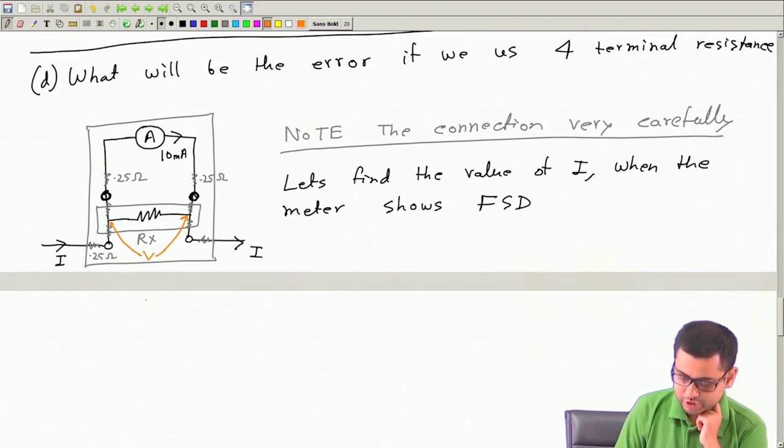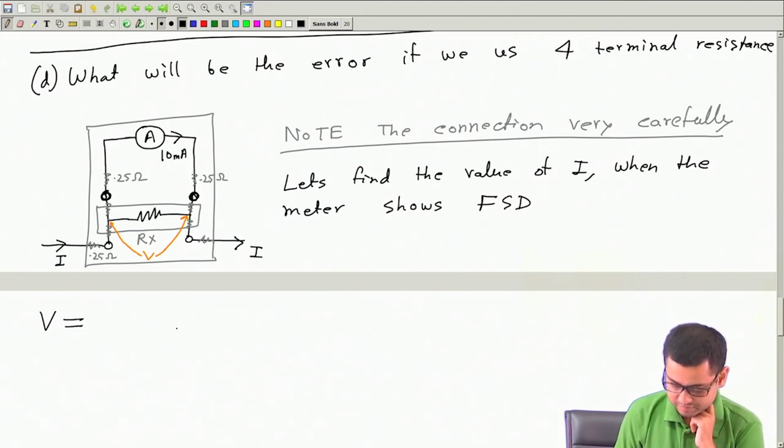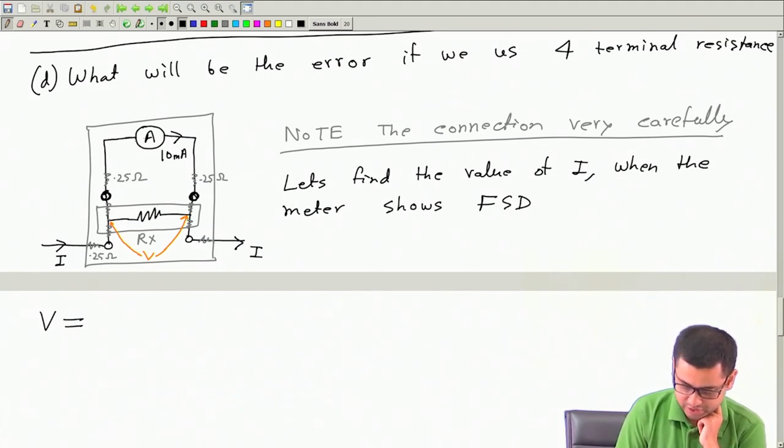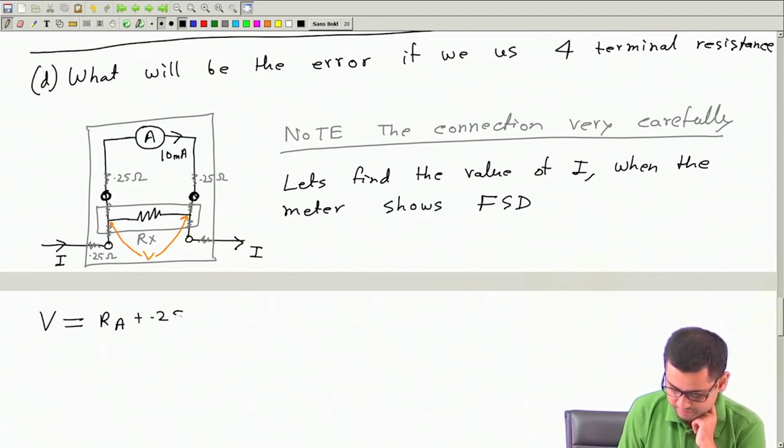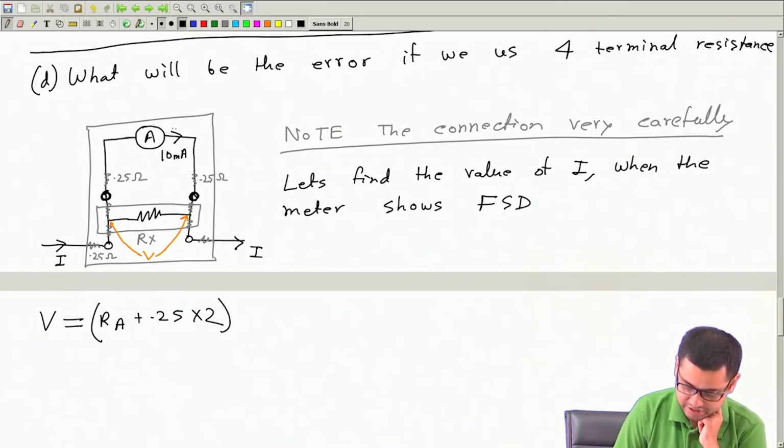Okay, so now this voltage V, how much will it be? This voltage will be the same as this current multiplied by this total resistance. And this total resistance is RA plus 0.25 plus 0.25. So this is the total resistance.